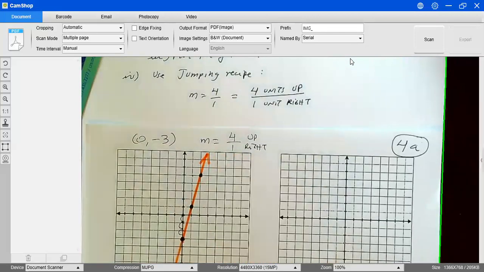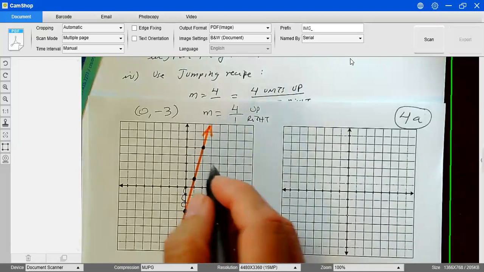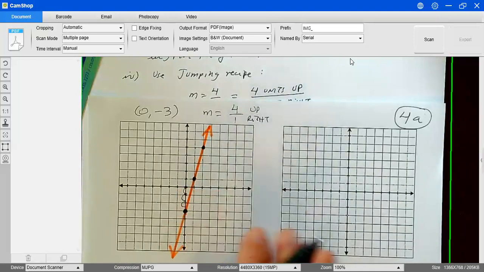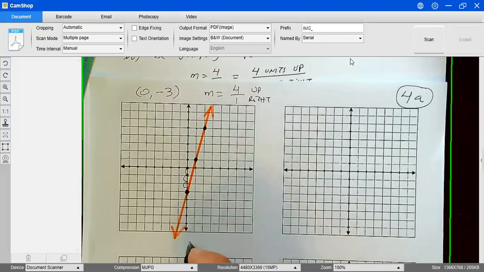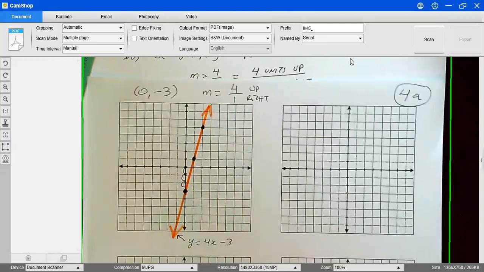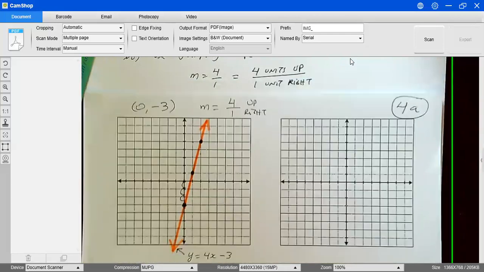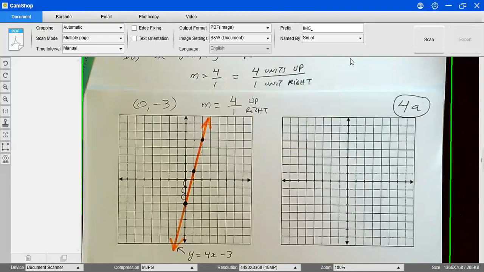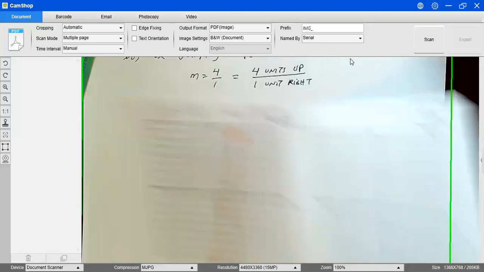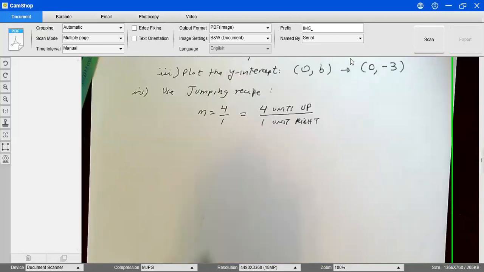So usually we can indicate with an arrow that this equation is y equals 4x minus 3 in this way. So that's the equation for this line. So now we're going to work one more example. We have two more examples, and then I'm going to give you work to do. So let's go on to the next example.